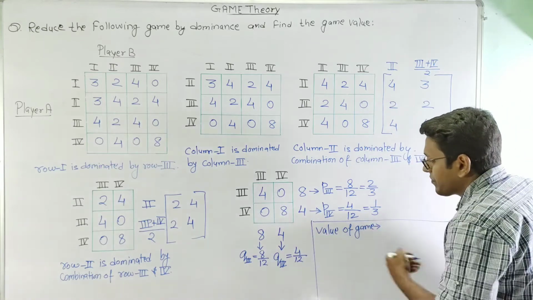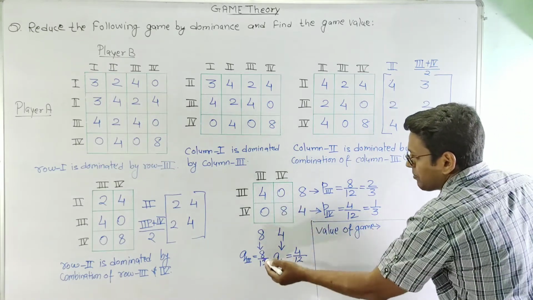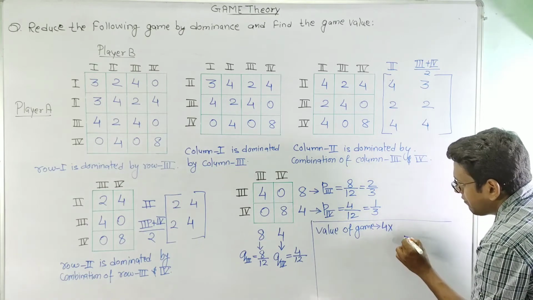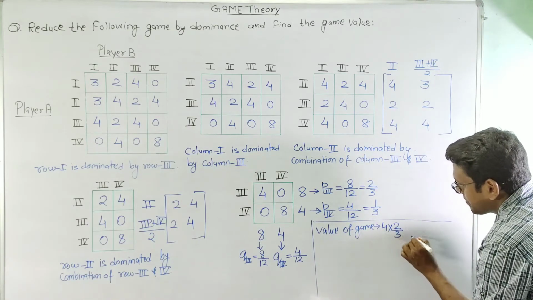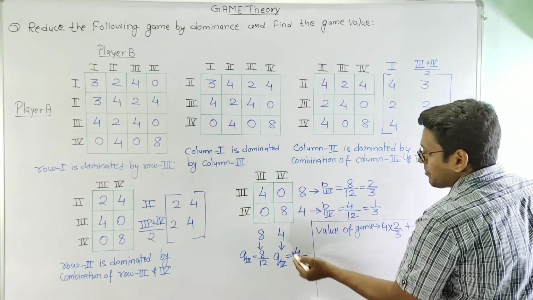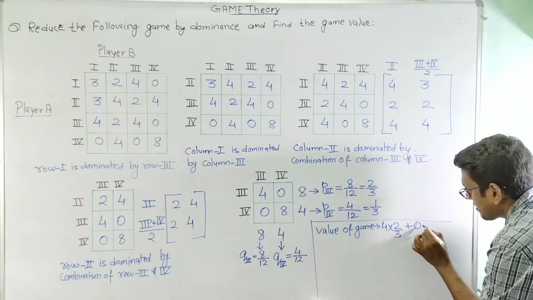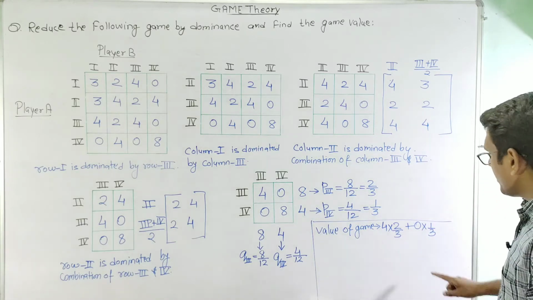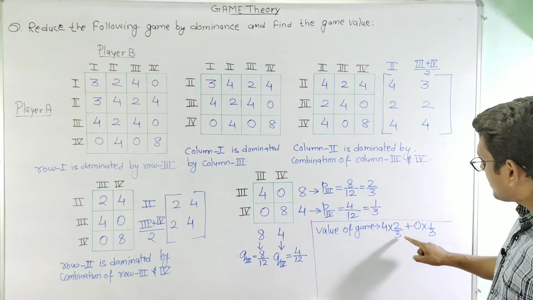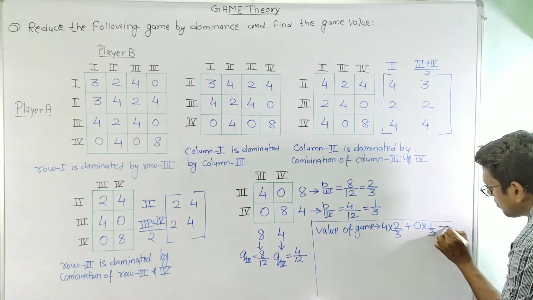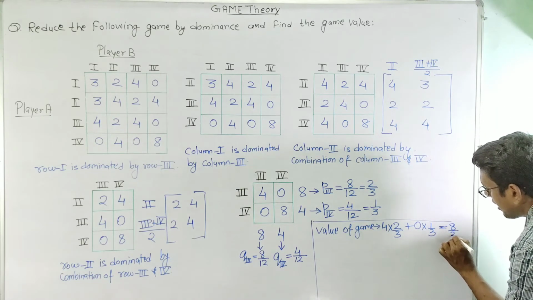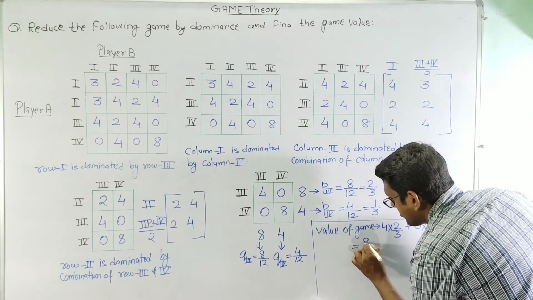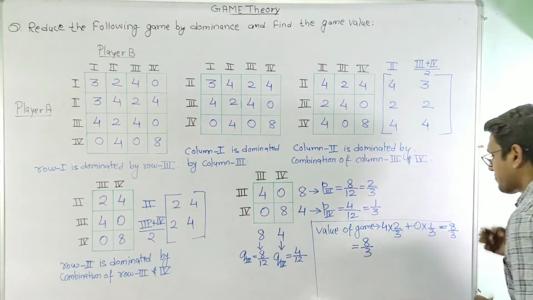So let us see here, the value of game can be 4 multiply by 8 by 12, or we can write it 2 by 3, plus 0 multiply by 4 by 12, or we can say 0 multiply by 1 by 3. From here we can see that this is 8 by 3, this is 0. So the value of game here is 8 by 3. So the value of game for player A and player B is coming as 8 by 3.